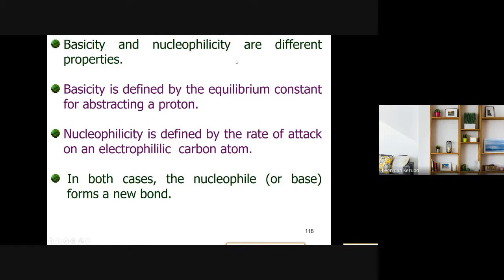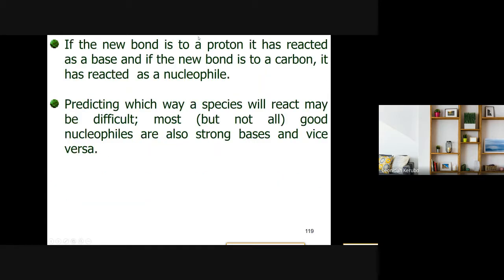Basicity and nucleophilicity are different properties. Basicity is defined by the equilibrium constant for abstracting a proton. Nucleophilicity is defined by the rate of attack on an electrophilic carbon atom. In both cases, the nucleophile or the base forms a new bond. If the new bond is to a proton, it has reacted as a base. And if the new bond is to a carbon, it has reacted as a nucleophile. Predicting which way a species will react may be difficult. Most but not all good nucleophiles are also strong bases, and vice versa.